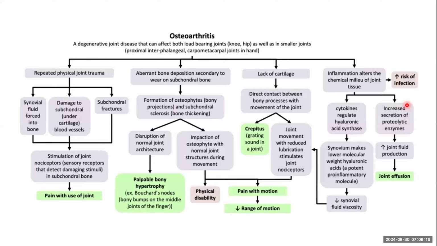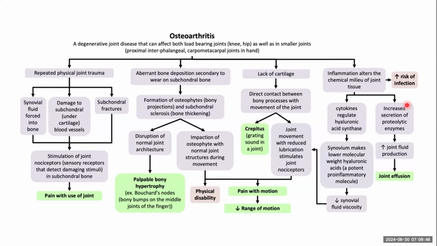osteoarthritis results. So this diagram just quickly talks about some of the pathophysiology as regards the symptoms that they will have. So with the repeated trauma, destruction of the subchondral cartilage, they can have subchondral fractures, they can have synovial fluid being pushed away outside into the bone, and this can stimulate nociceptor receptors within the subchondral bone, and the patient has pain with the use of the joints.